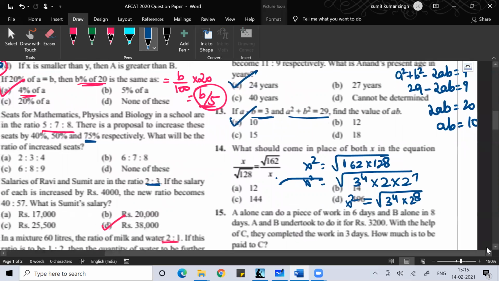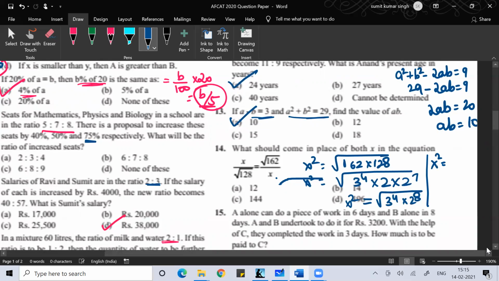Okay, so I can write x square is equal to under root, this would be 3 to the power 2 into 2 to the power 4. Okay, so the value of x is 3 into 2 square, means 12. Simple calculation. 3 into 2 square, 4 3s are 12. Okay. Now question number 15.